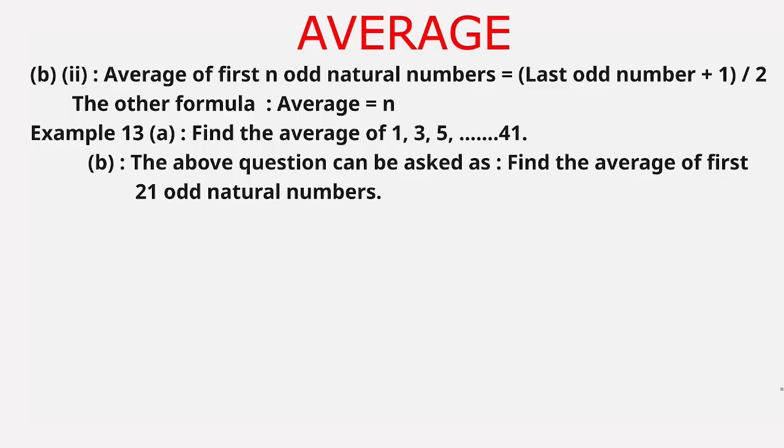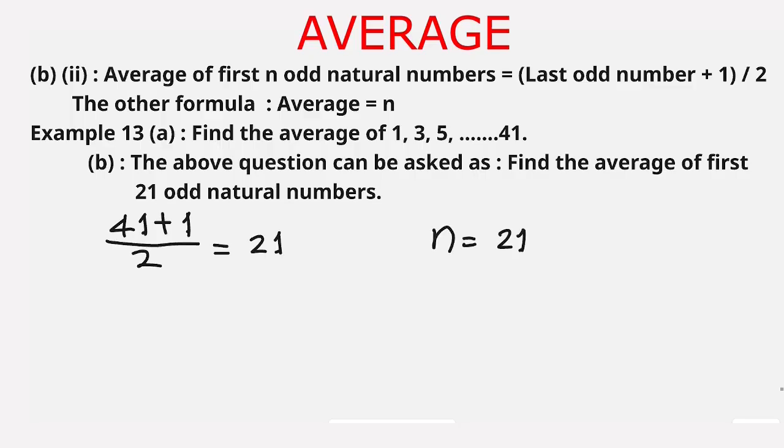We will solve this question by the above two formulas. The last odd number is 41, plus 1, divided by 2 is 21. 41 plus 1 is 42, divided by 2 is 21. So the average of 1, 3, 5 up to 41 is 21. Or the same thing is asked as find the average of the first 21 odd natural numbers. As here the value of n is 21, so the average is also 21.